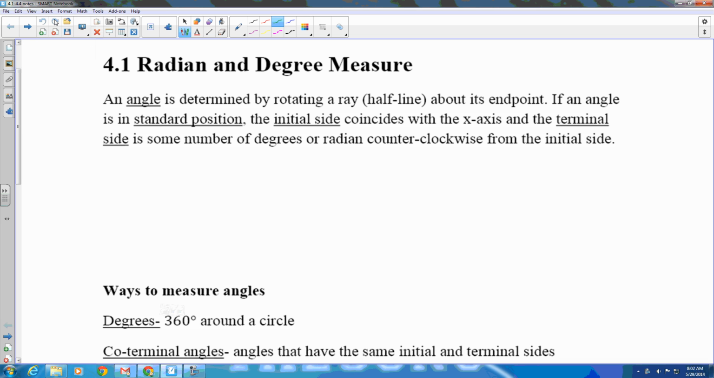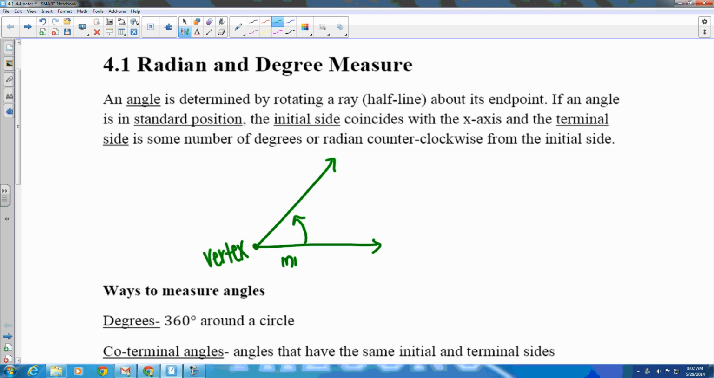Okay, we are starting with chapter 4.1, which is talking about radian and degree measure. So if we're just talking about an angle in general, this is what an angle looks like. The vertex is where these two lines meet, the two rays meet, I should say. This is our vertex. The initial side is always the horizontal, and the angle is going counterclockwise.